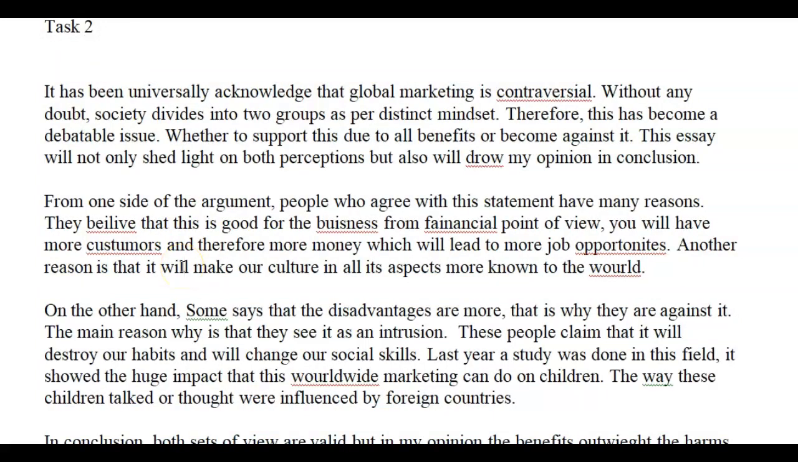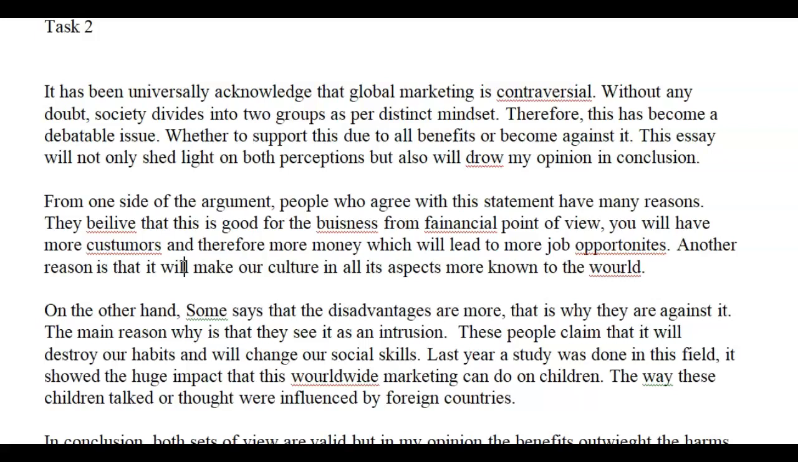"From one side of the argument, people who agree with this statement have many reasons." With which statement? I'm confused because the task actually talks about two, that it's invasive and intrusive, and others say that it's a wonderful learning tool, etc., etc. So which statement you're referring to, I have no idea.